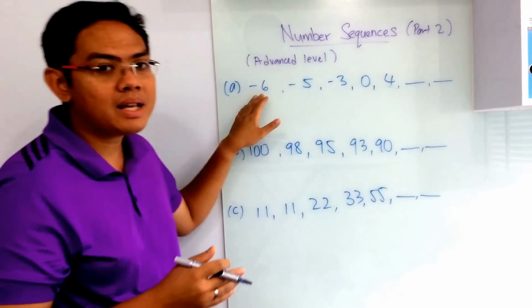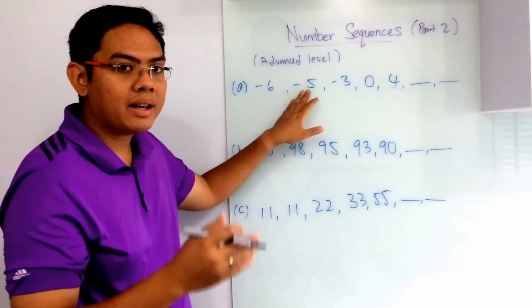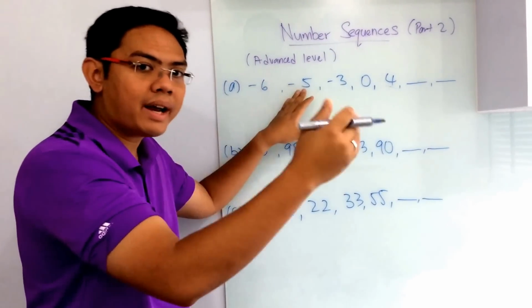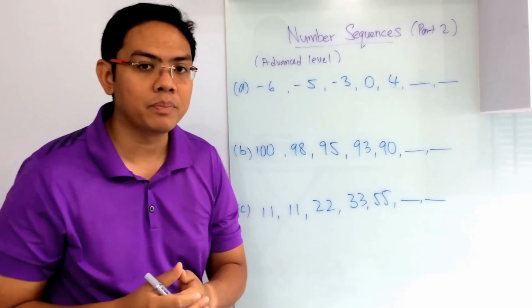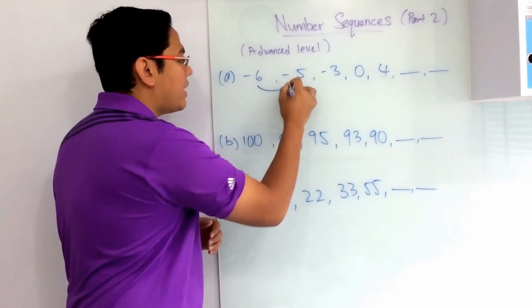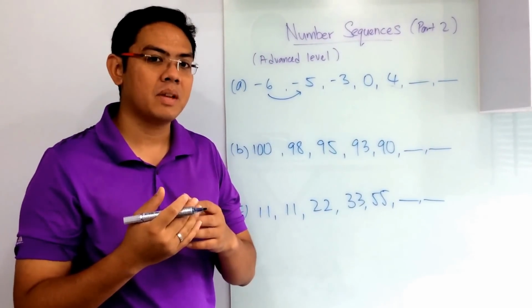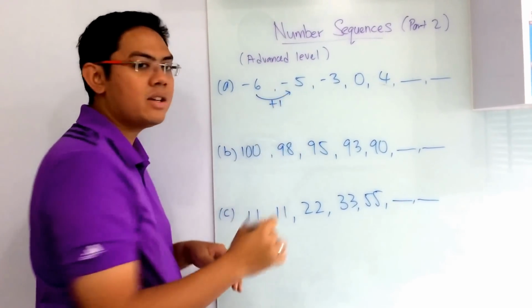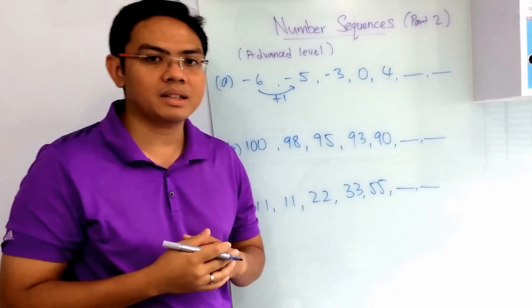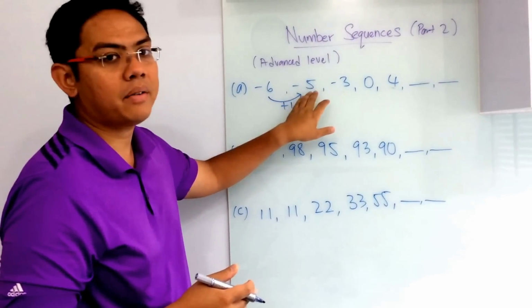My first term here is negative 6 followed by negative 5. You know that the number is moving towards the right, so it must have an addition of some form of a value. From negative 6 to negative 5, should I add or should I subtract? I should add 1. You can check with a scientific calculator: negative 6 plus 1, I get negative 5.